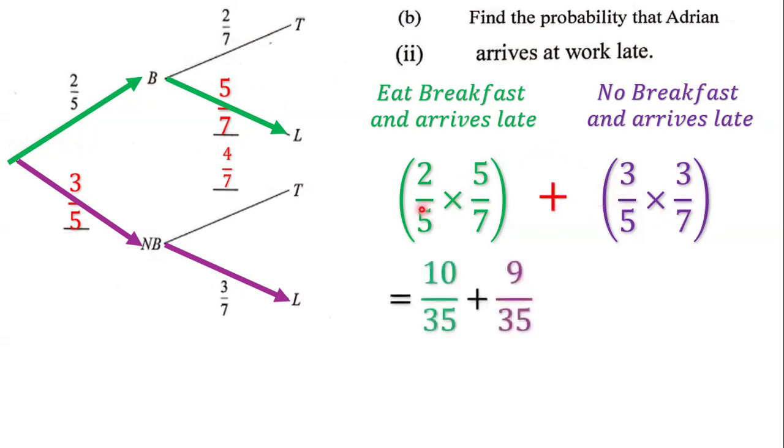And so we say 5 times 2, or 2 times 5, that's going to be 10. 5 times 7 is 35. And we have 3 times 3, which is 9. And then we have 5 times 7, which is 35. And so we have 10 over 35 plus 9 over 35. 10 plus 9 is definitely 19. And since we have the same denominator, we just leave it as 35. So we have 19 over 35. And so the probability that Adrian arrives at work late is 19 over 35. And that's the answer to this particular question.